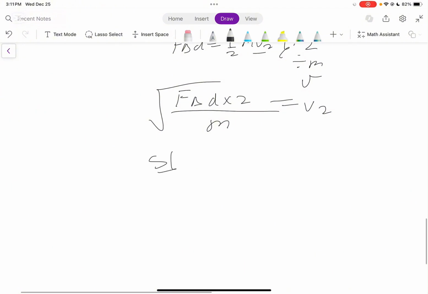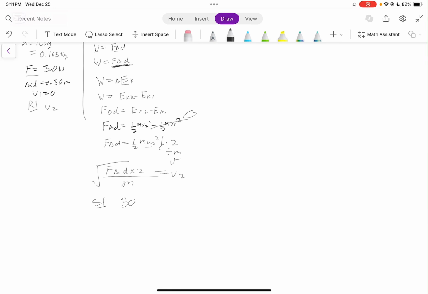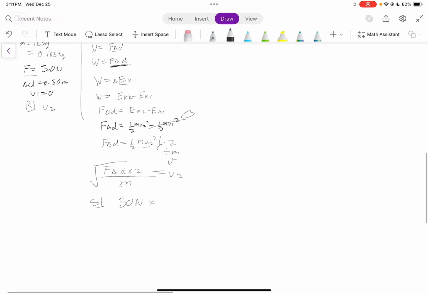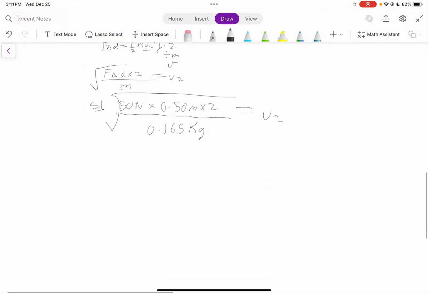And now we can go into our solution. Our solution is simply going to be 5.0 newtons times 0.50 meters times 2, divide by mass, which is 0.165 kilograms, take the square root, and we'll get V2. Now this is all just calculator work, but let's calculate what we get. 5.0 times 0.50 times 2, divided by 0.165. So you end up getting 17.4 meters per second. Pardon me, let me rewrite this.